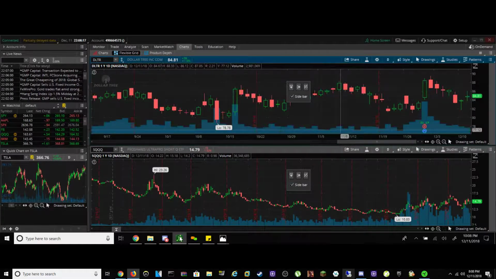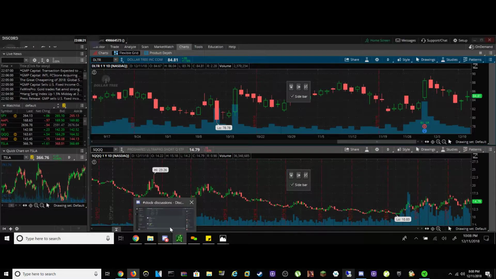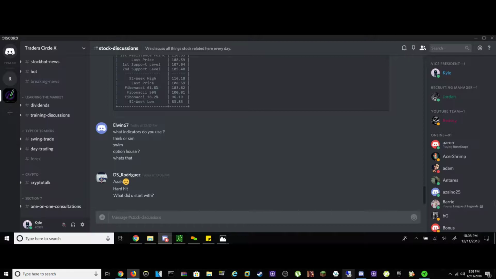So those are things you'll just have to start researching. I had to do it myself, and I'm still researching it because there's a bunch of different terms you have to learn about candlesticks.